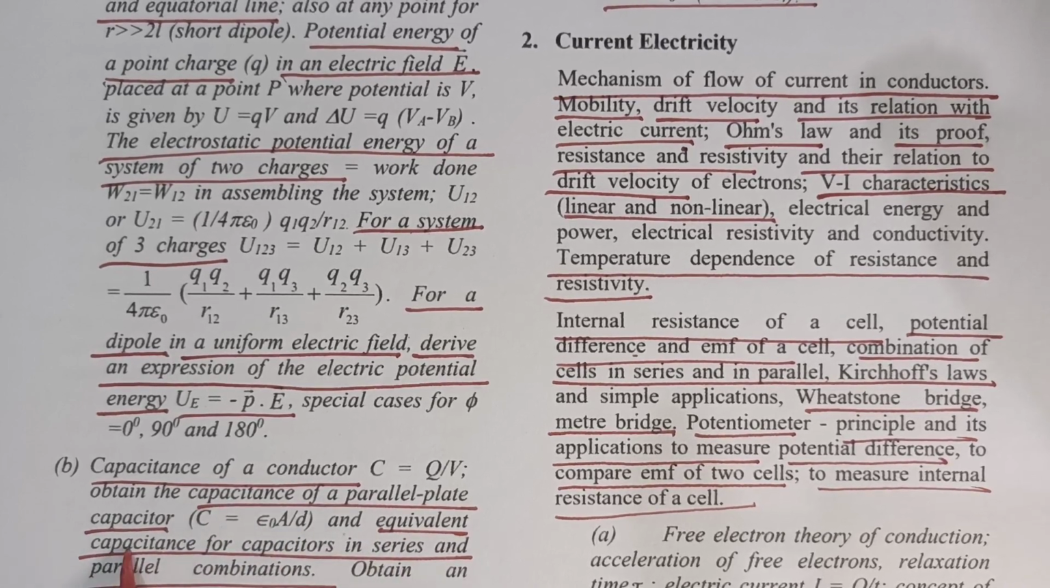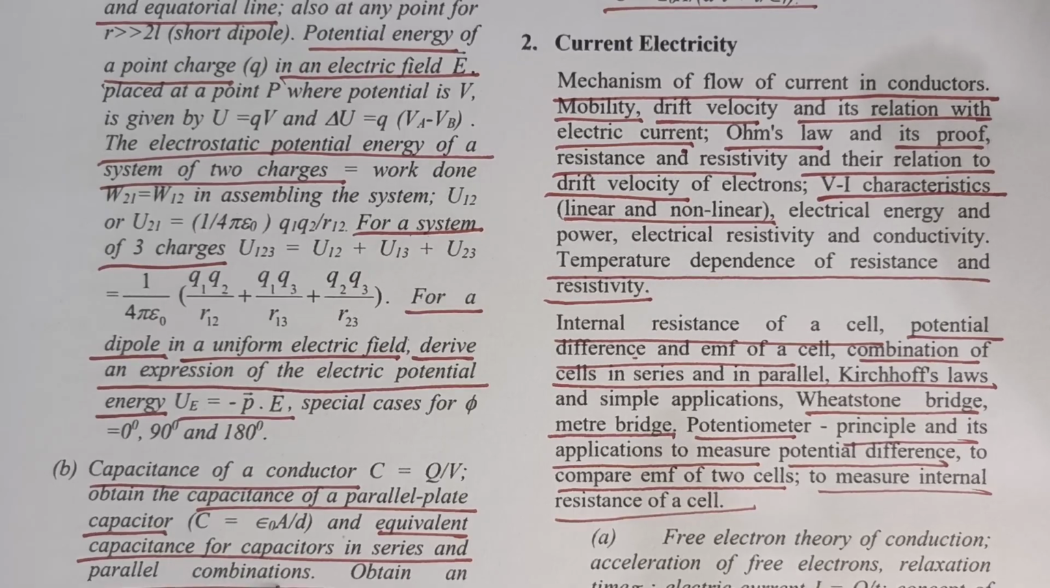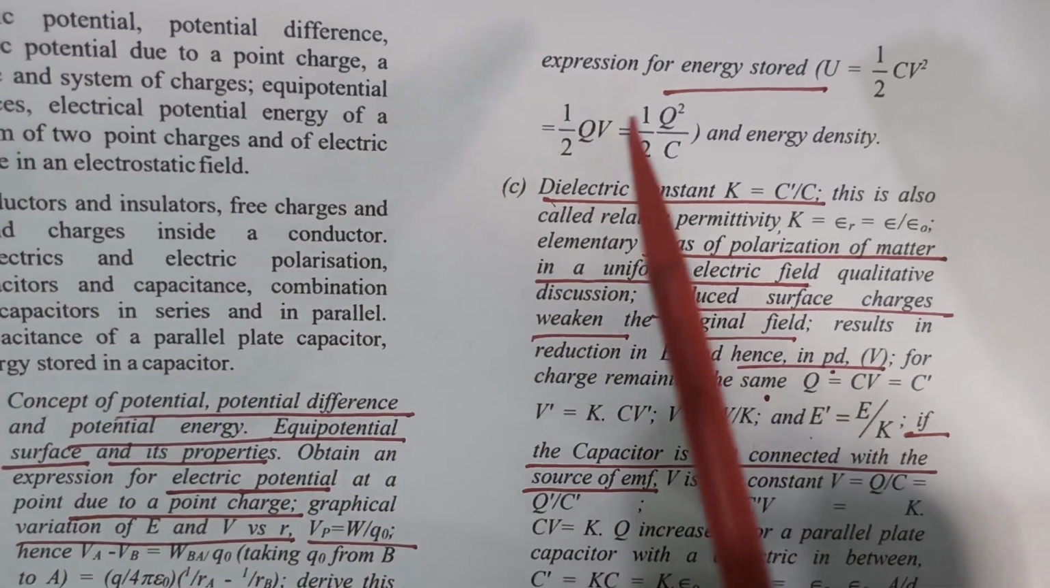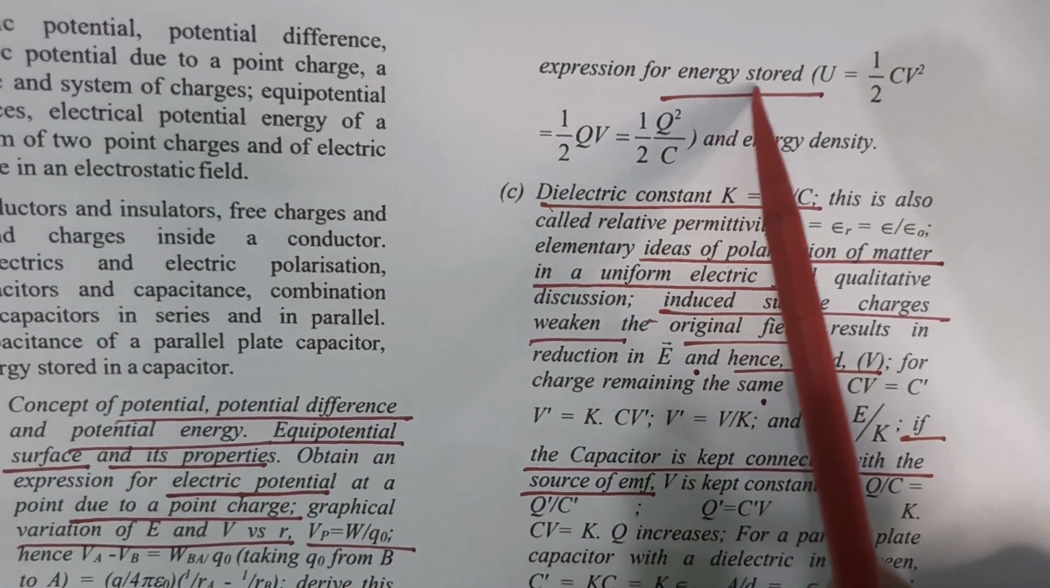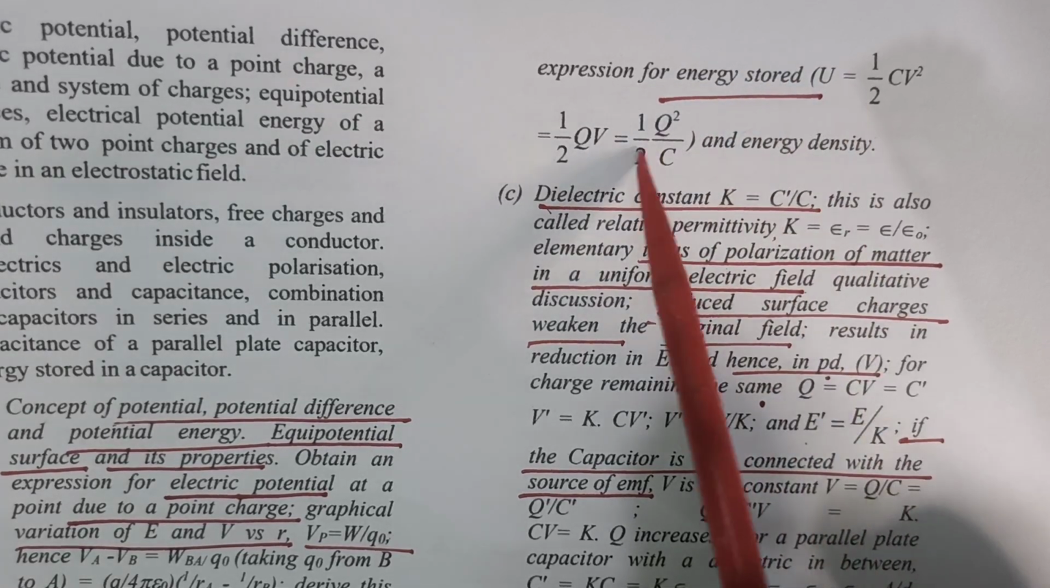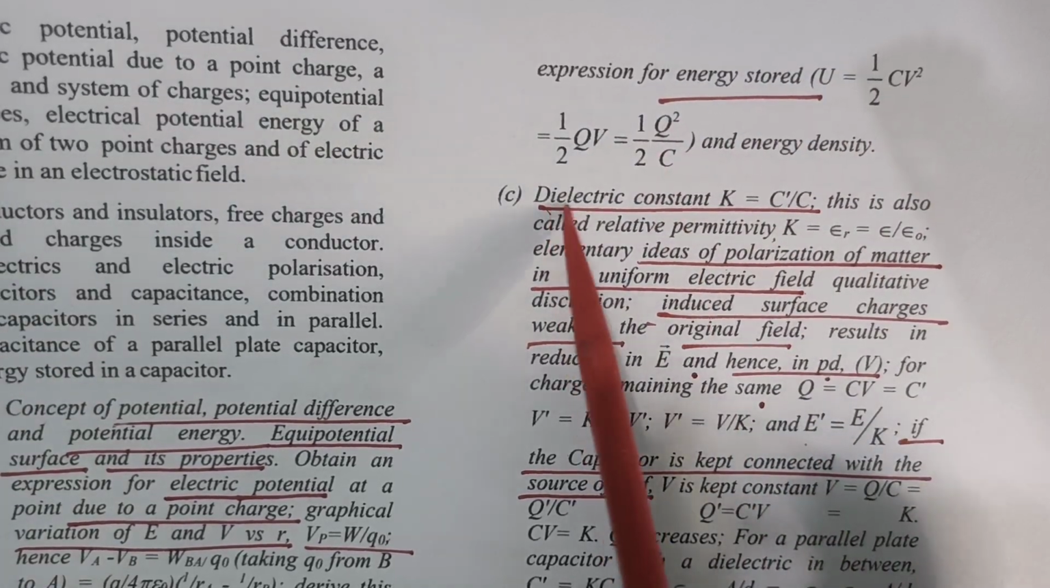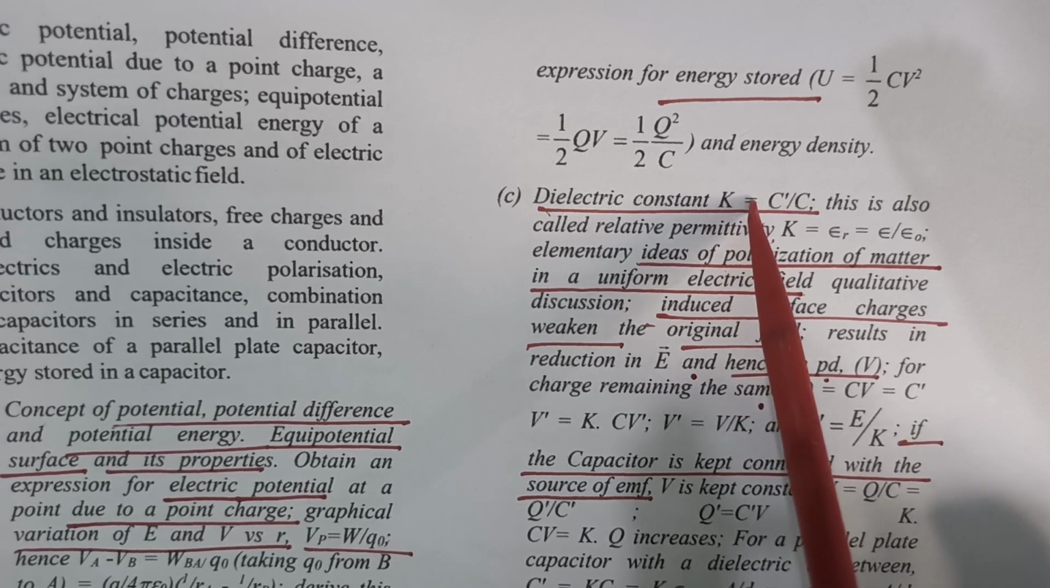Then equivalent capacitance when capacitors are in series and parallel. That means derivation of equivalent capacitance. Then derivation of energy stored in a capacitor, this expression's derivation. After that, what is dielectric constant or relative permittivity.